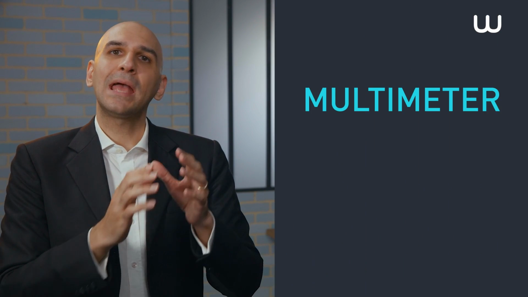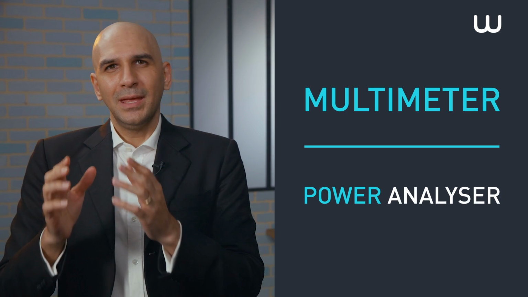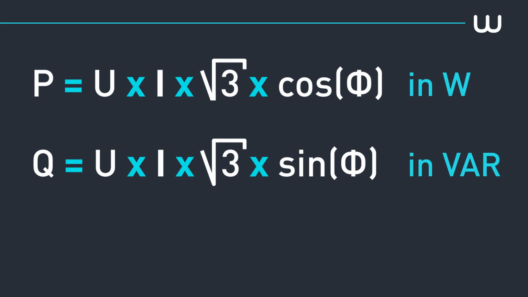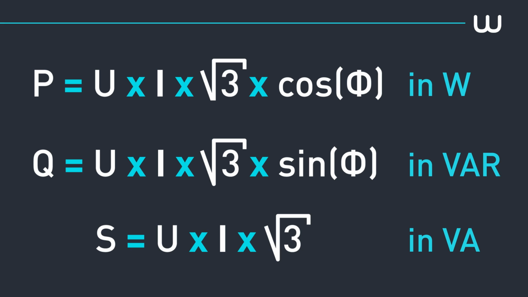Two types of devices are used to measure electrical parameters: a multimeter and a power analyzer. The multimeter is the most commonly used device. It enables intensity, single and compound voltages, and the power factor to be measured via two channels measuring voltage and one channel measuring intensity. Once we have these values, we can calculate active, reactive, and apparent powers for each phase, then add them together in order to obtain the pumping facility's total power.